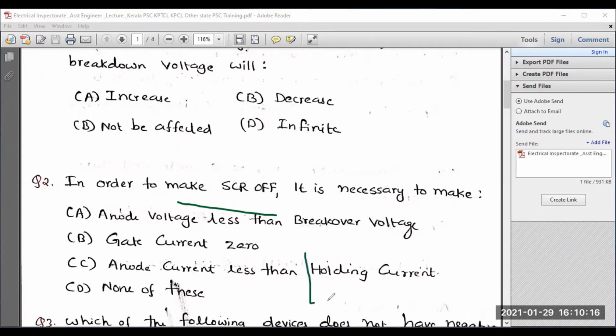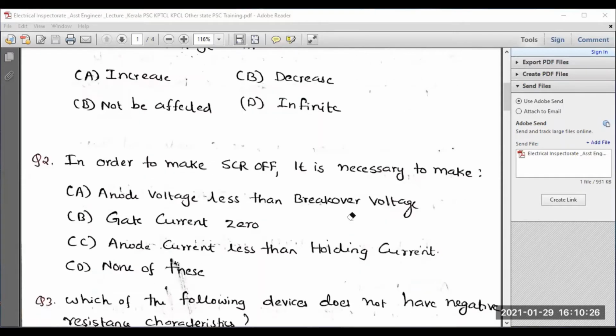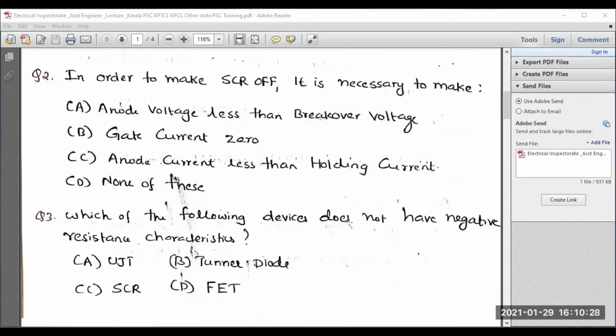So in order to turn off SCR, the anode current should be less than the holding current. Clear? Otherwise, it will not turn off. So we can say that it's a semi-controlled device. It is not a fully controlled device. For turning on, we are supposed to provide the gating current. Let me discuss question number 3.